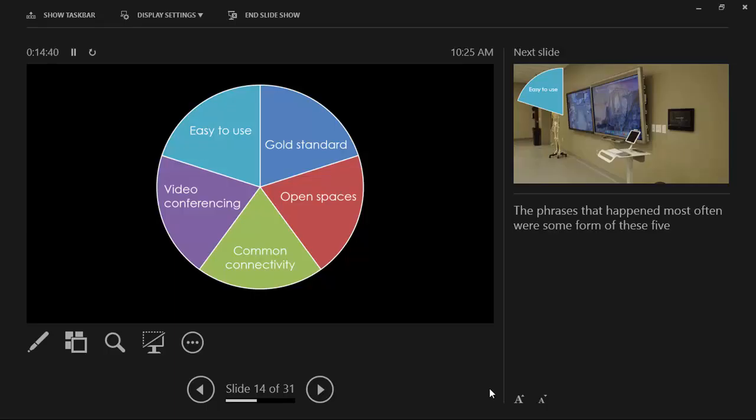The next one, gold standard, actually came up quite a lot, and it was that phrase. I kept hearing, well, we want it to be the gold standard. And in those conversations, I didn't necessarily interpret that as, we want the most expensive equipment, and we want AV everywhere, and it should do everything. It was more of a perceived quality, right? More of a layman's perceived quality.